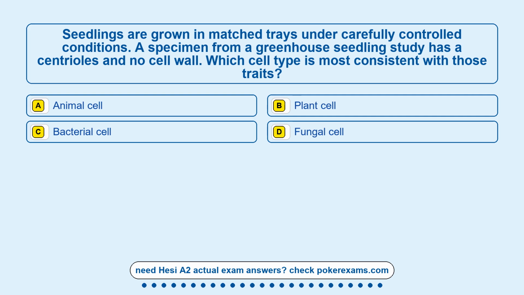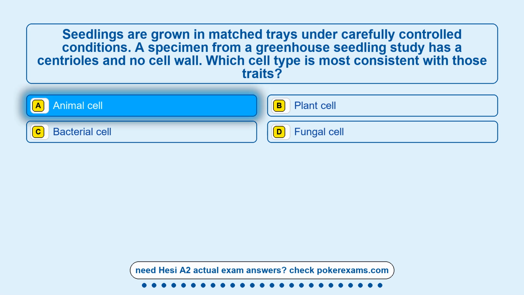Seedlings are grown in matched trays under carefully controlled conditions. A specimen from a greenhouse seedling study has centrioles and no cell wall. Which cell type is most consistent with those traits? Option A, animal cell. Option B, plant cell. Option C, bacterial cell. Option D, fungal cell.